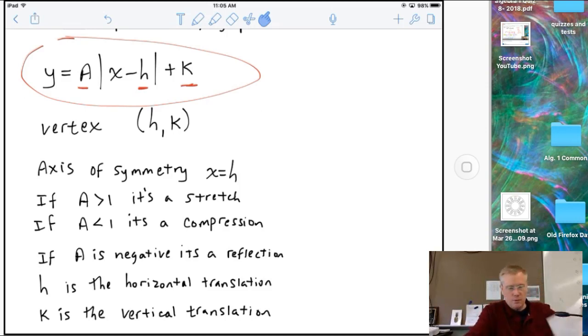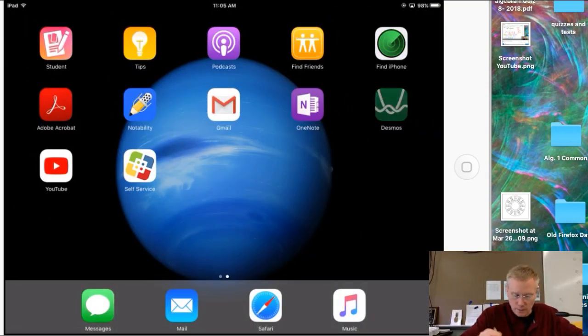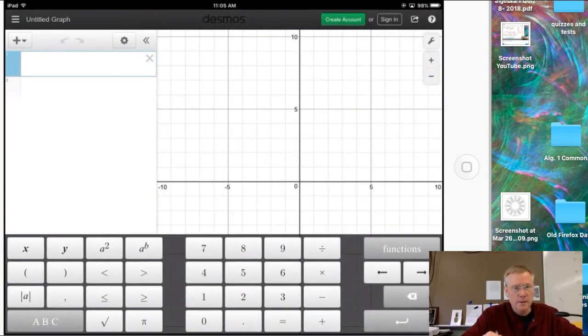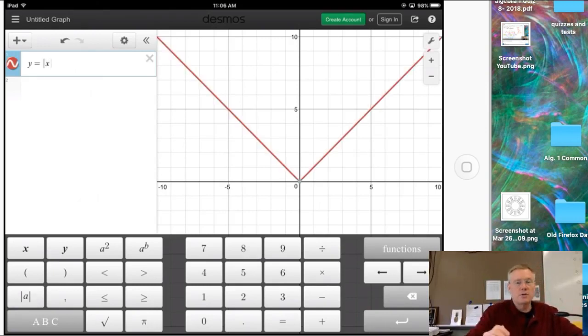So I am going to go over to one of my favorite apps called Desmos, which is a free, I said free, online graphing calculator that you can use. So I'm going to start with the most basic of absolute value equations, y equals the absolute value of x, okay, which is a V. All absolute value graphs are a V, all right?